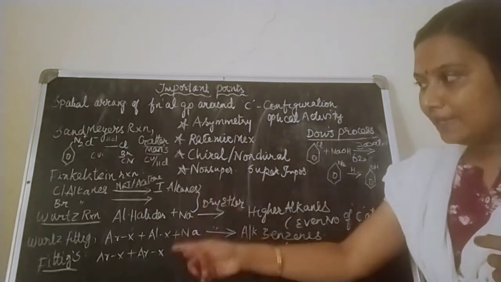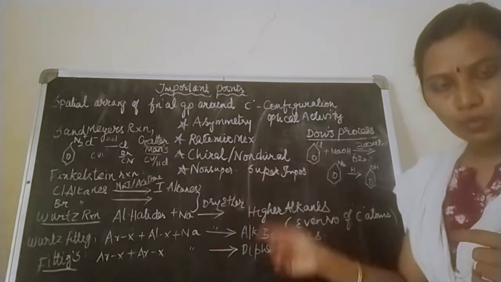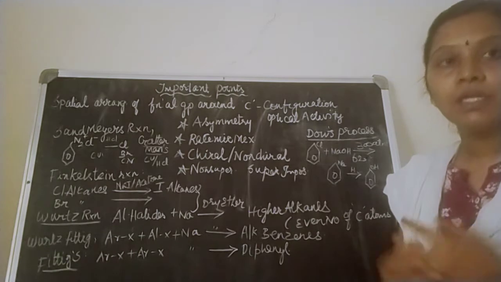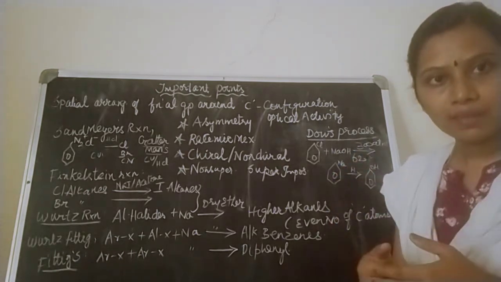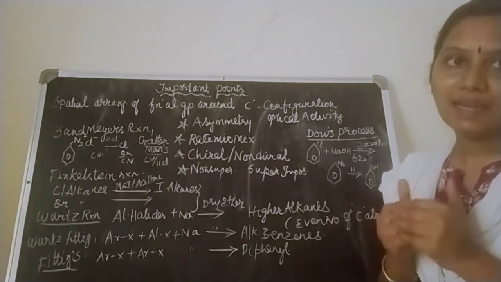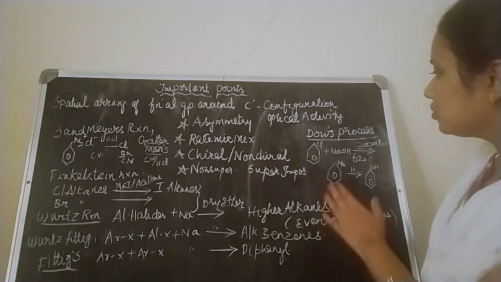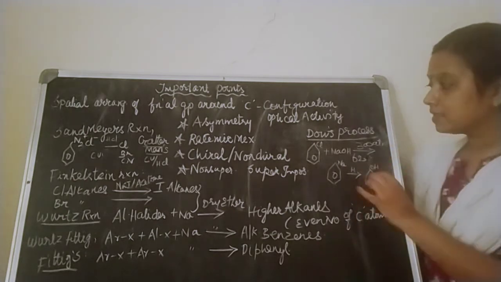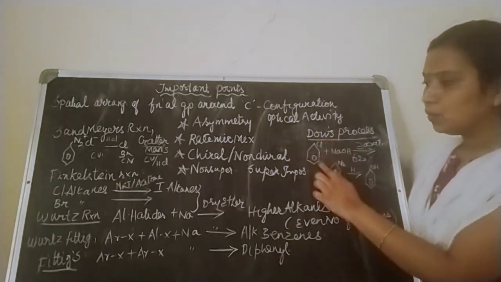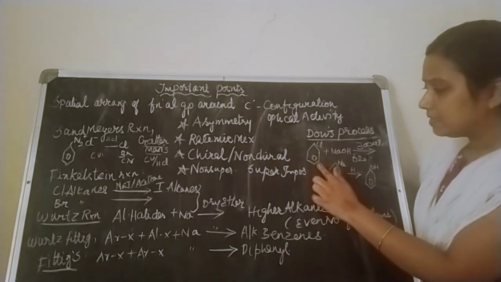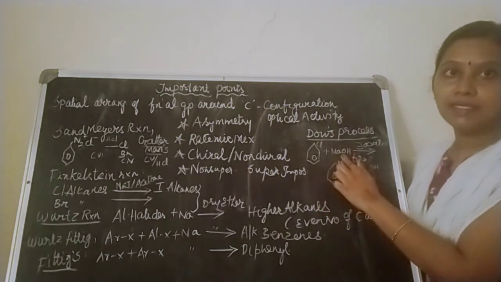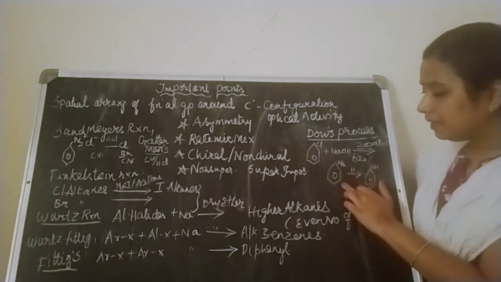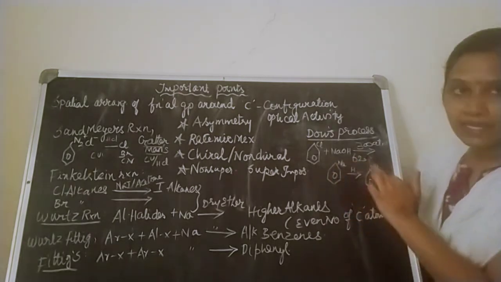Woods-Fittig: alkyl halide, aryl halide, sodium, dry ether, you will get alkyl benzene. What is Fittig reaction? Two aryl halides, sodium, dry ether, I will be getting diphenyl. Okay. Now moving to the last naming reaction, which is your Dow's process. In Dow's process, I have chlorobenzene. Chlorobenzene in the presence of sodium hydroxide at 300 atmospheric pressure and 623 Kelvin, I will be getting sodium phenoxide. Okay. What is this?